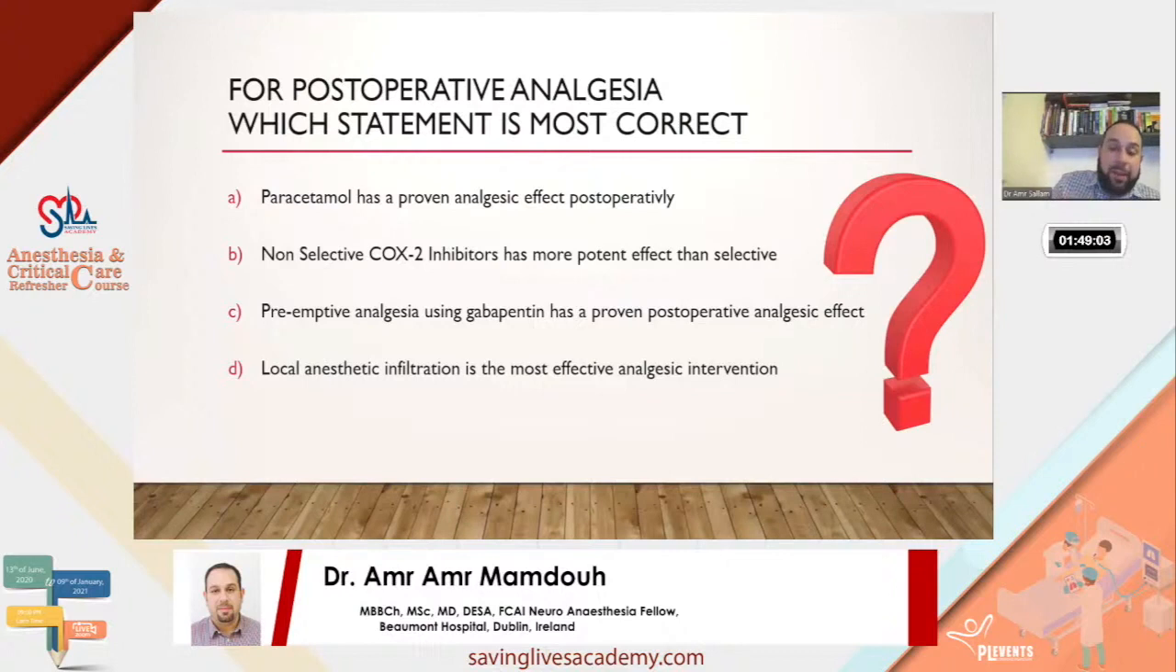It's a little bit difficult to answer, but paracetamol is proven till now, and this is one of the questions that I still have in my mind. I cannot answer. There are no studies. Studies tried to prove its efficacy and failed, while non-selective COX-2 has less potent efficacy than the selective one. Yes, and preemptive analgesia.